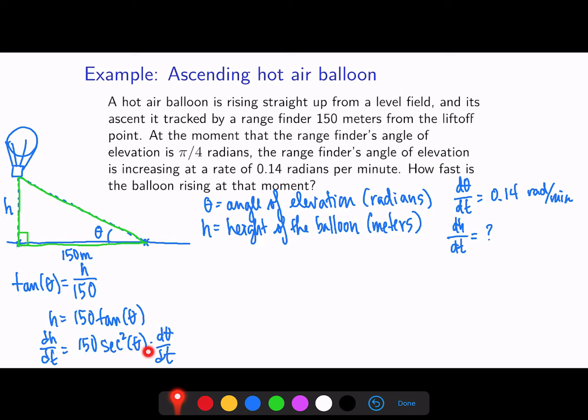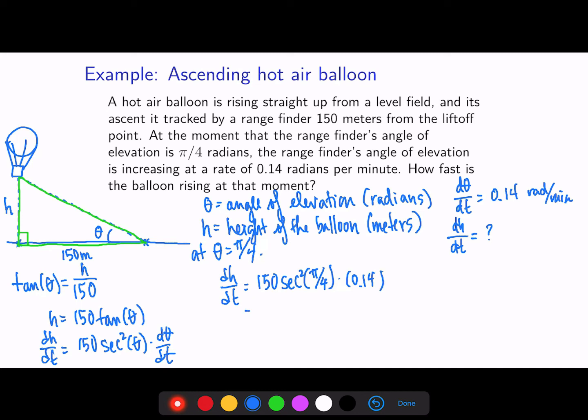Now look at what remains. I've got a secant squared of theta. What theta do I use for that? Well, looking back at the problem, you see that at the instant we're interested in, the angle of elevation is pi/4. So all this is happening when theta is pi/4. So let's plug all that stuff in. I get dh/dt equals 150 secant squared of pi over 4 times d theta/dt, which is 0.14.